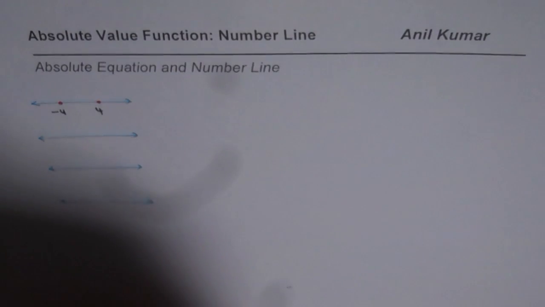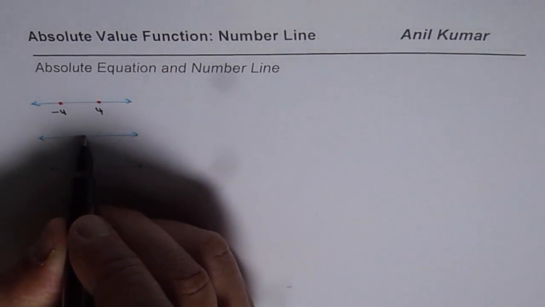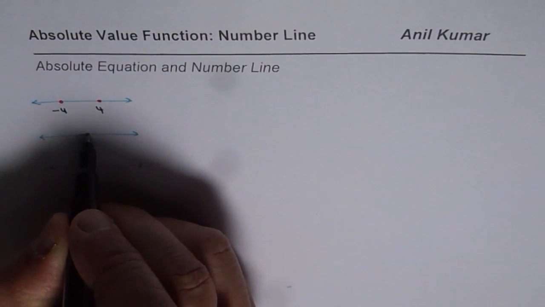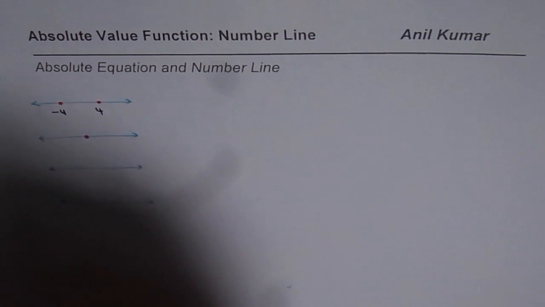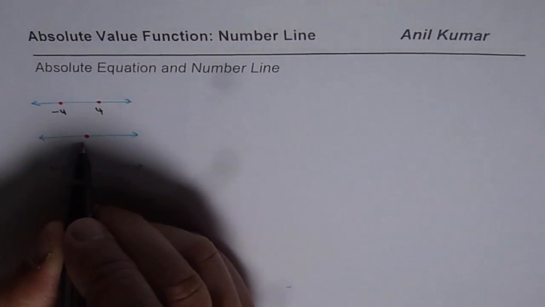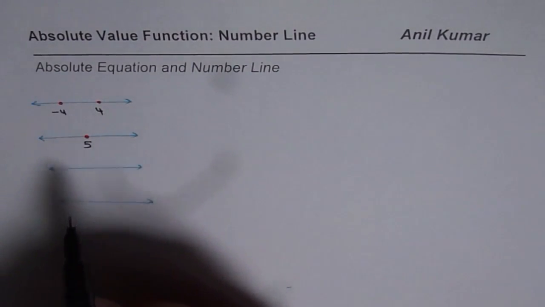Okay, I could have a solution of an absolute function which is just 1 point instead of 2. In that case, you need to write an absolute function which will have that as the solution. Let me say that this point is 5 for us. Okay, so let me first do these two.